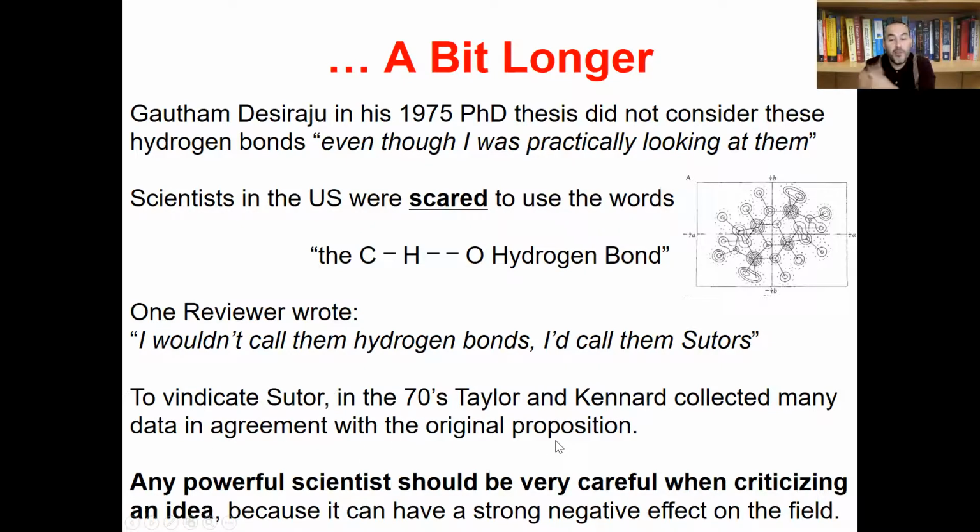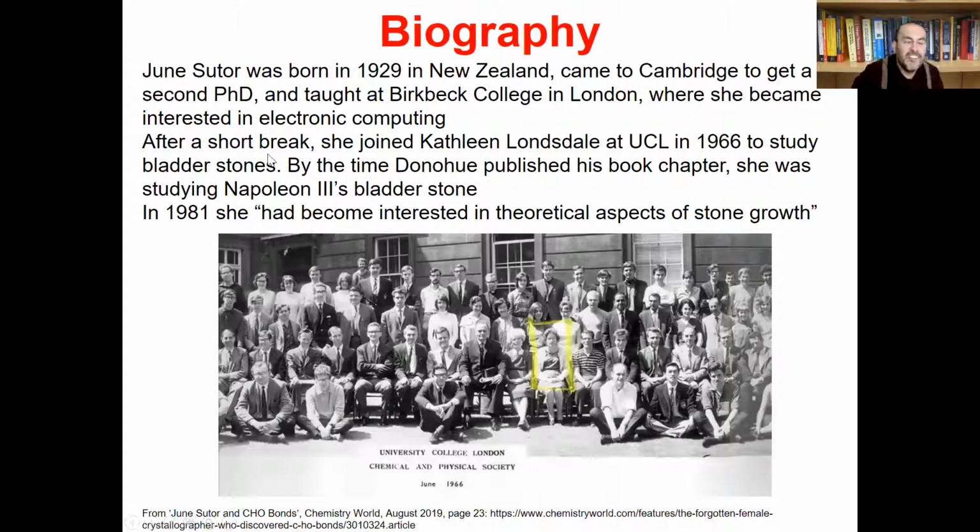It had been almost 10 years since Suitor published the findings, and then it took almost another 10 years to break the stigma in the scientific world, before more people supported the findings of Suitor. So any powerful scientist should be very careful when criticizing an idea, because it can have a strong negative effect on the field. And I didn't give you the first name. Suitor was a female scientist.